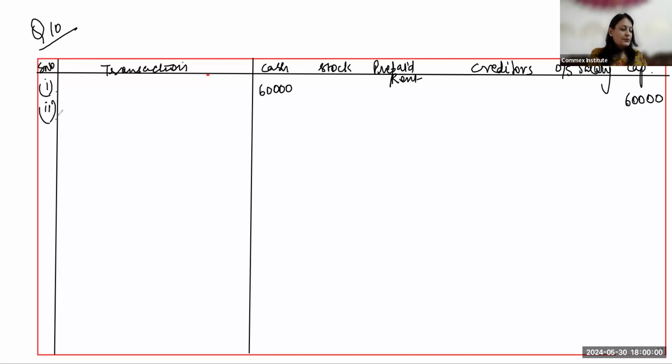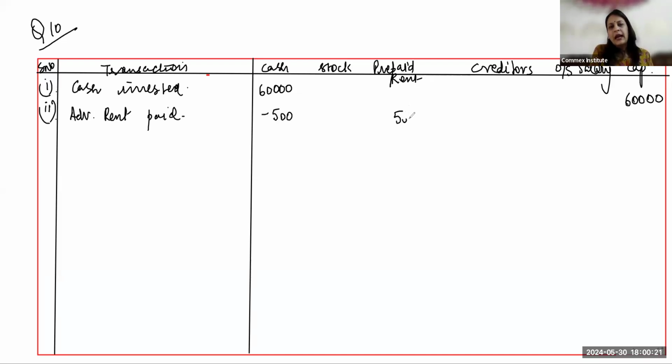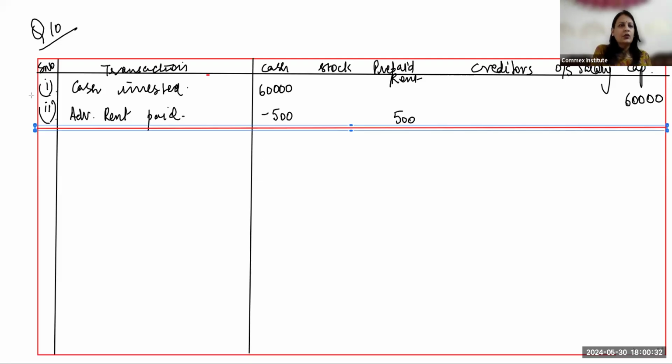So the second transaction is paid rent in advance. Okay, so first is cash invested. Second is advance rent paid. So here 500 will be deducted from the cash. And in prepaid rent, we have a new asset column, 500. And now we'll draw the line and write the new equation. So we have this line. And here we are going to write the new equation now.